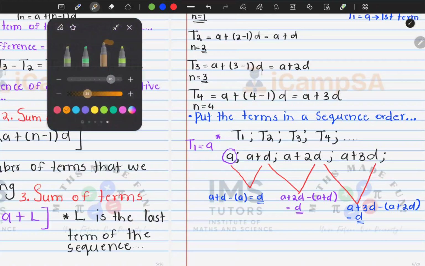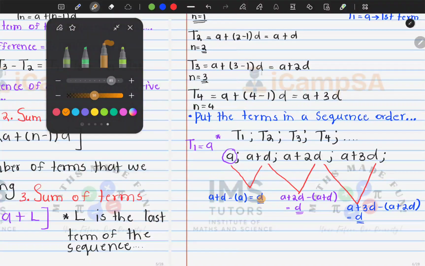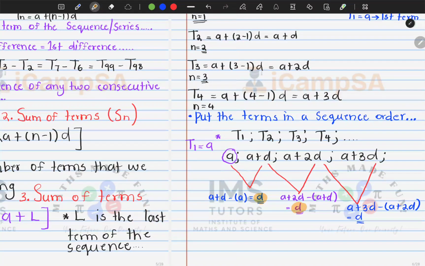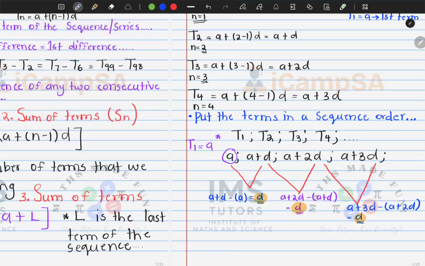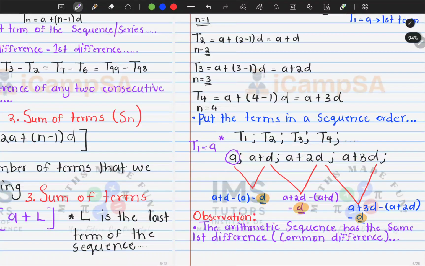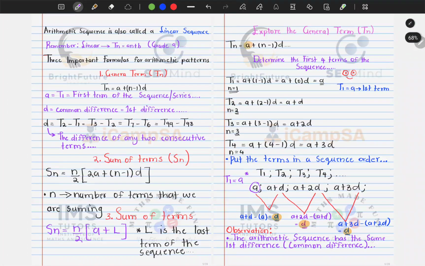If you observe carefully, we have a common first difference, D, D, D. So meaning regardless of the two consecutive terms that you are subtracting, we will always get D. So that is the observation which we have made. In conclusion, our takeaway from this exercise is that the arithmetic sequence has the same first difference. And this first difference is known as the common difference, and it is equal to D. This is what we were speaking about.